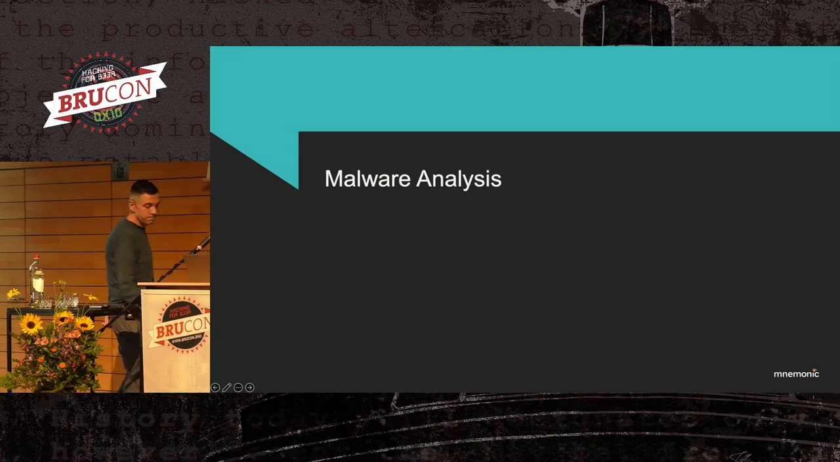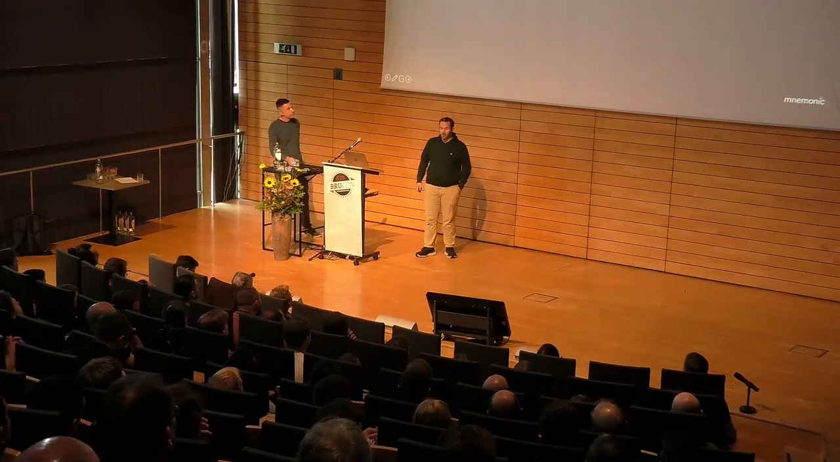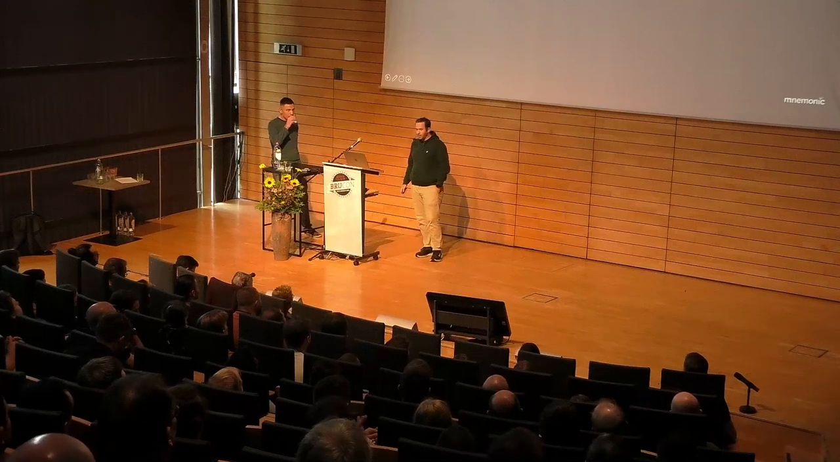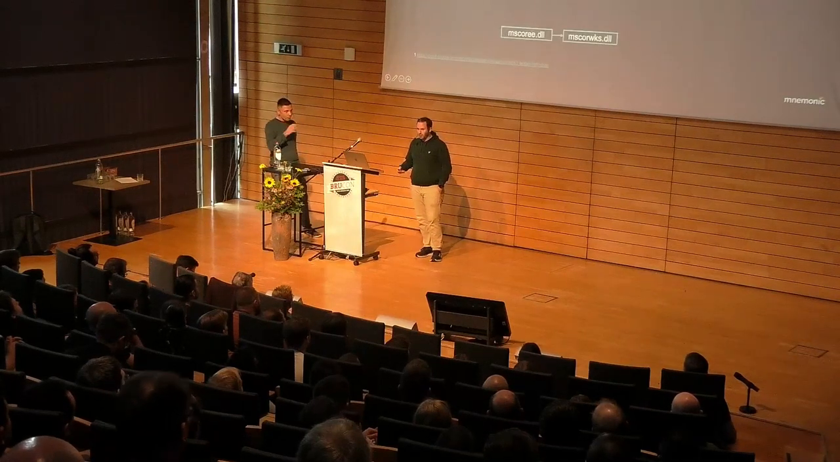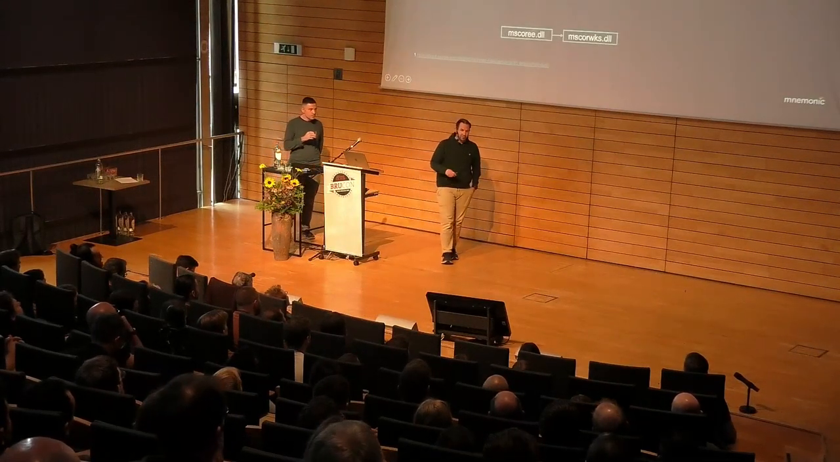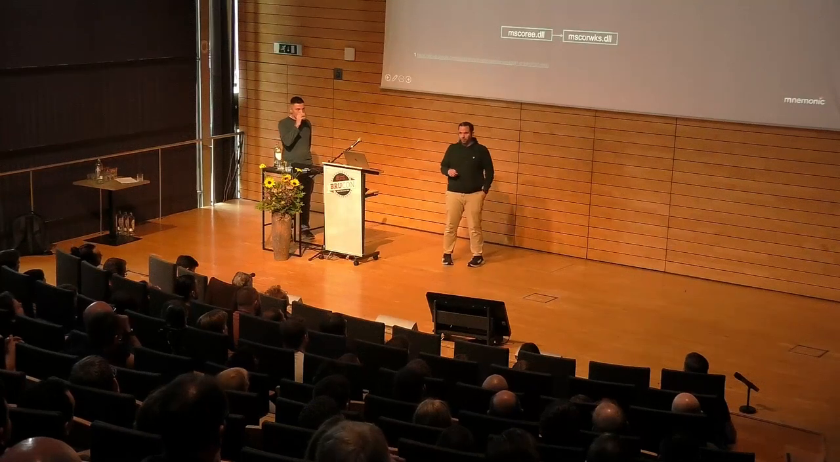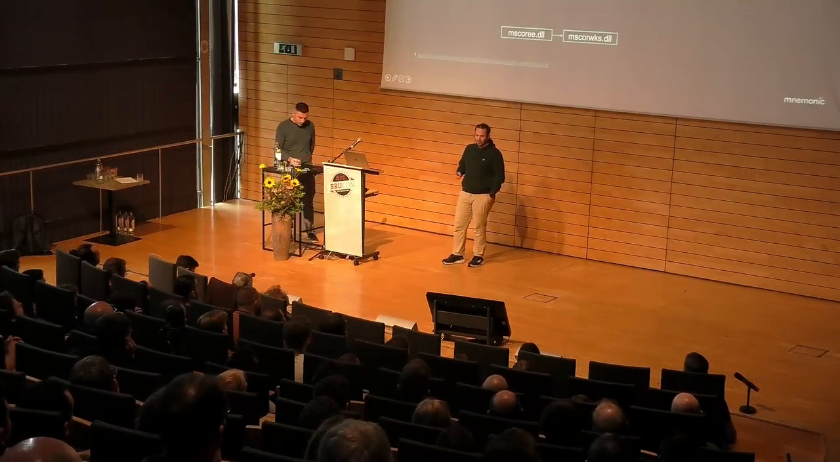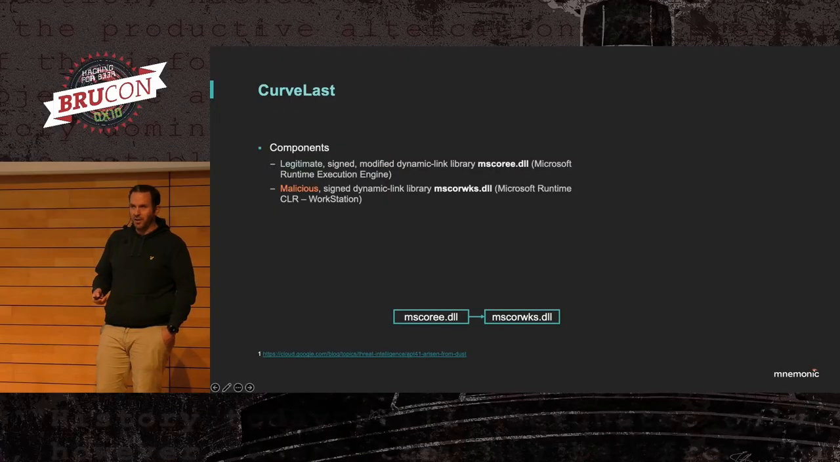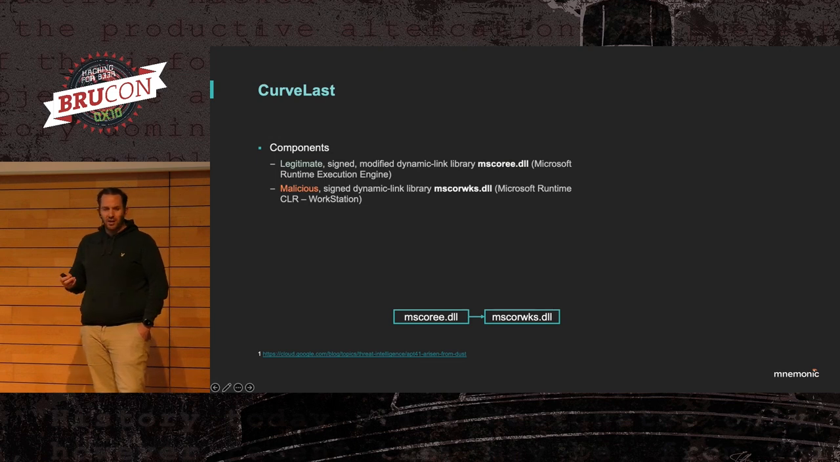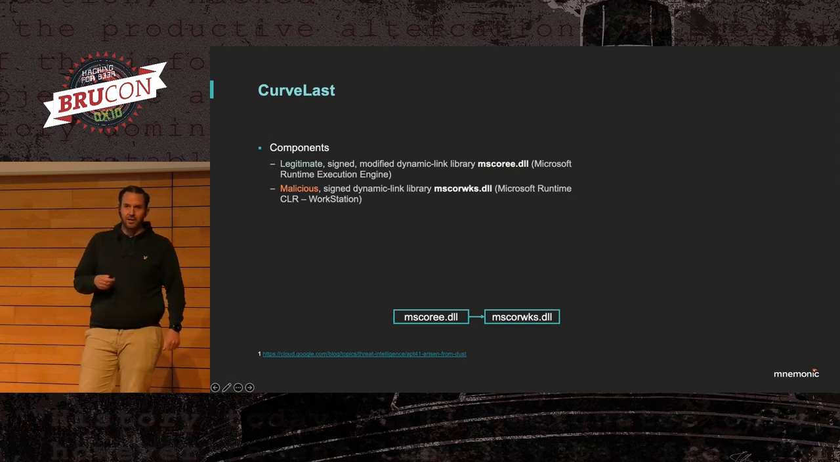Yeah, so that's about the background. Now we'll dig into the malware analysis. We start with CurveLast, the persistence mechanism. It consists of two files, one file named mscoree.dll, which is a legitimate file from Microsoft in the .NET environment. It is slightly modified, we'll get back to that in a second. And the malicious code the threat actor has written, which is named mscoreweekes.dll.